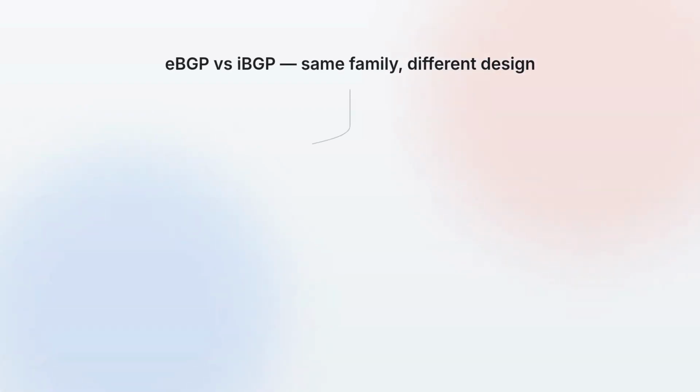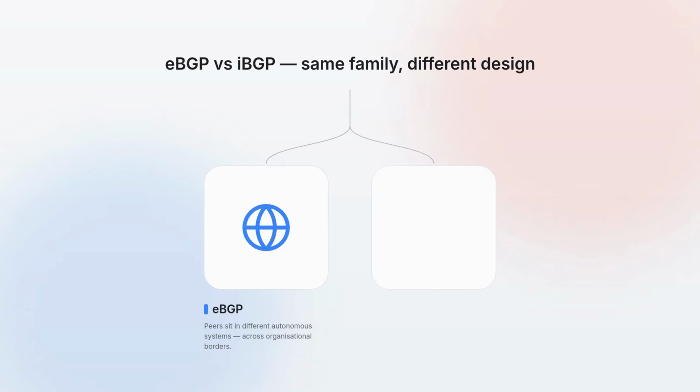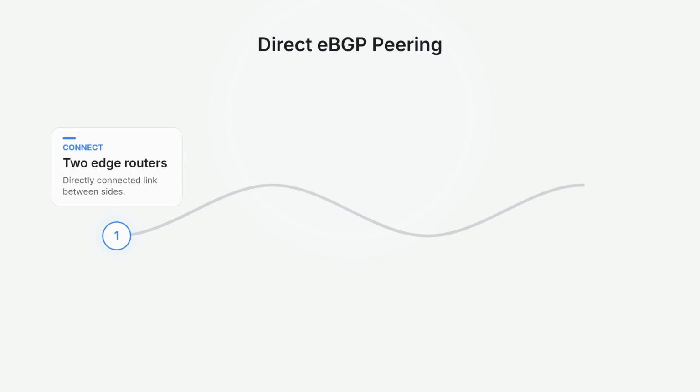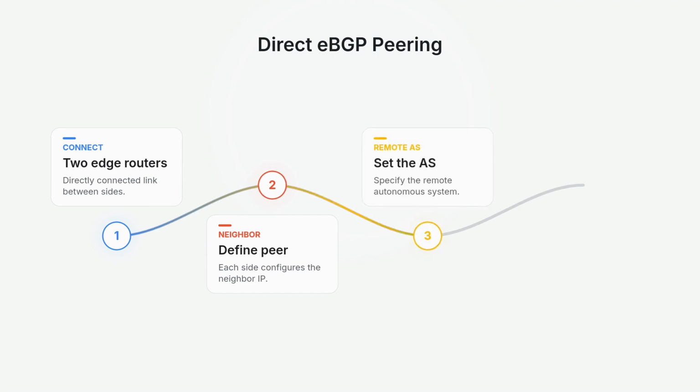When peers sit in different autonomous systems, that's EBGP. When they stay inside the same AS, that's IBGP. Same protocol family, very different design and policy implications. Now let's make peering practical. Direct EBGP is the simplest case. Two edge routers connect, each side defines the neighbor and remote AS, and the session comes up over that directly connected link.